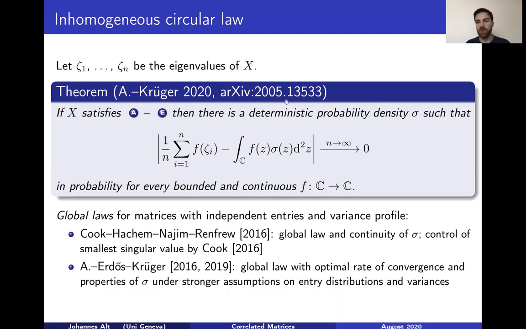Such a result is called a global law because the test function f will see a macroscopic proportion of the eigenvalues of X. And later in the talk, I will also show to you a local version of this statement. For random matrices with independent entries and a variance profile, global laws have been obtained before, and here are some references.